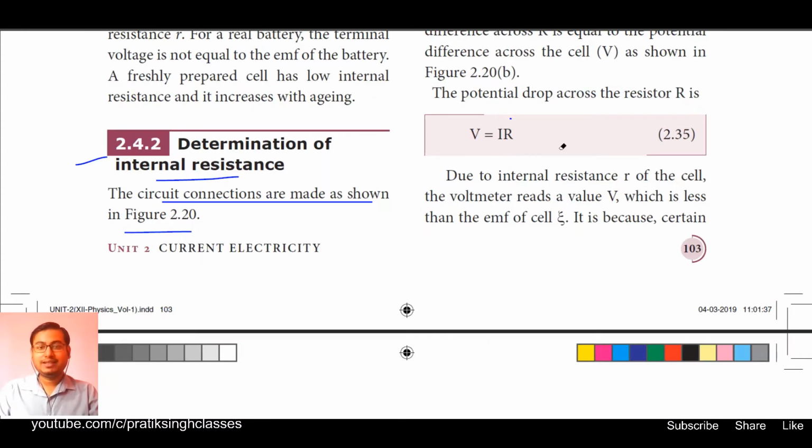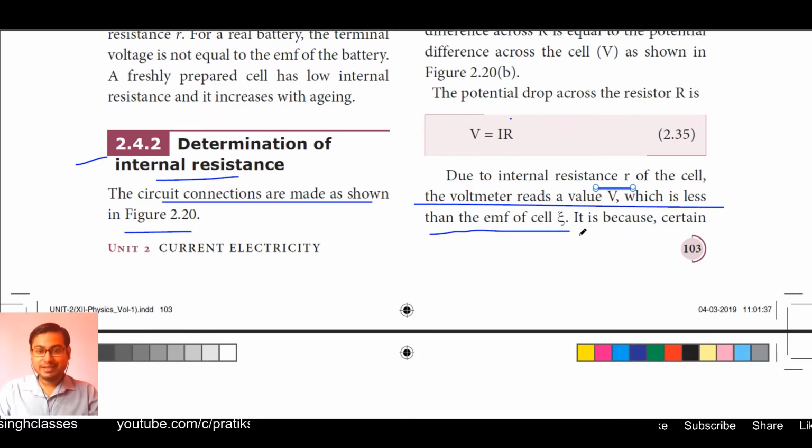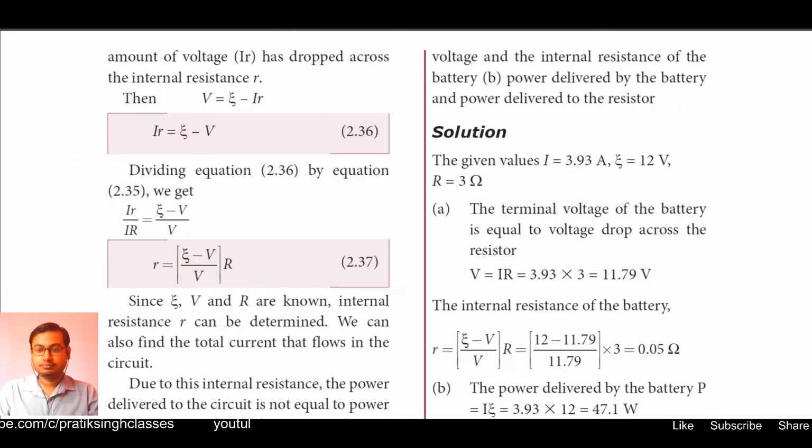So what really happens here is, due to the internal resistance of the cell, the voltmeter reads a value V which is less than the EMF of the cell. It is because a certain amount of voltage, that is I into R, has dropped across the internal resistance R.